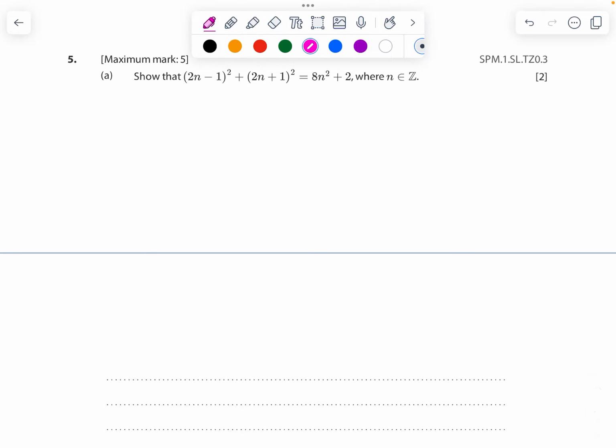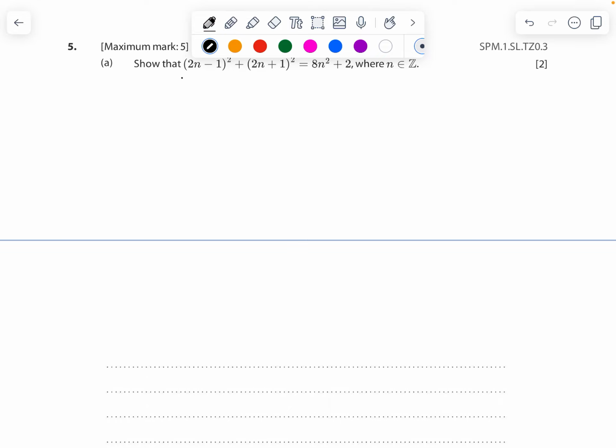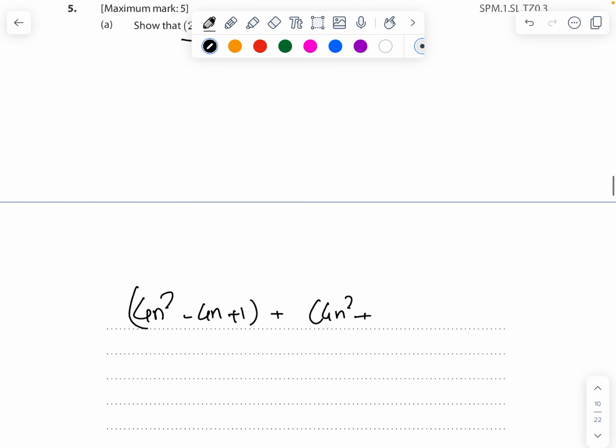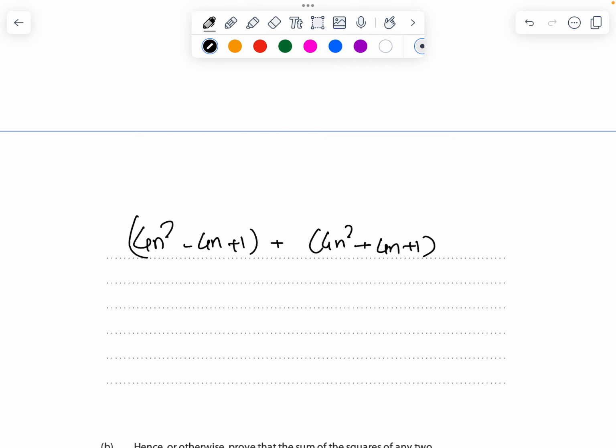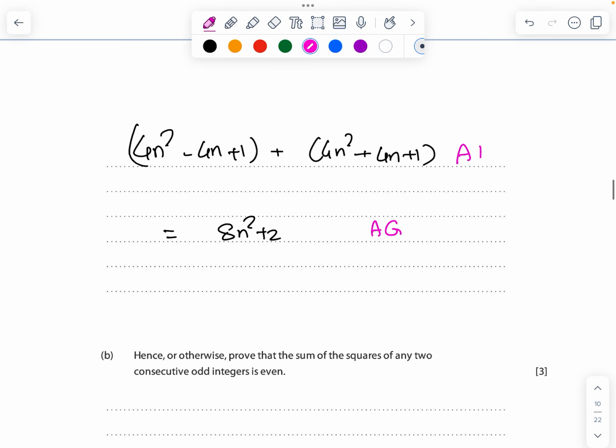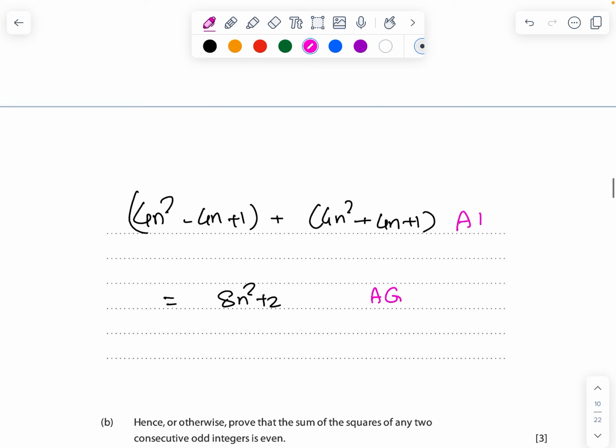Question number 5. Show that. So this is not by mathematical induction, remember. So 2n minus 1 whole square is nothing but 4n square minus 4n plus 1, plus 4n square plus 4n plus 1. So it becomes 8n square plus 2. So what am I going to get? A1 mark, and this is the answer given. That's why A1, and finally attempting for expansion is M1, method 1 mark.